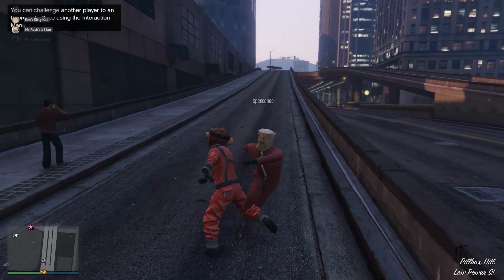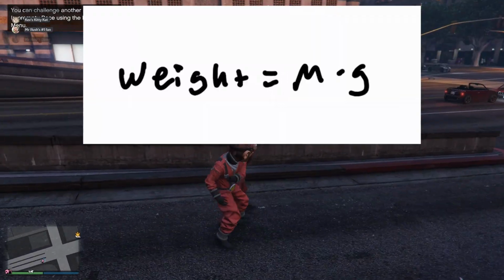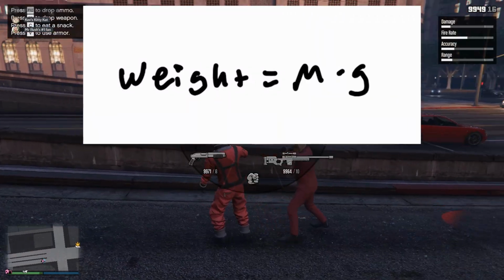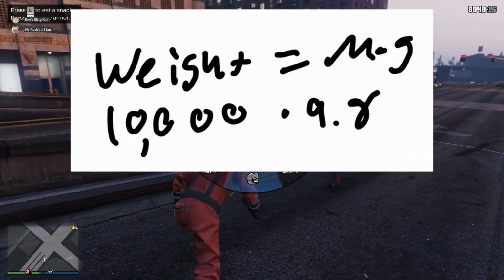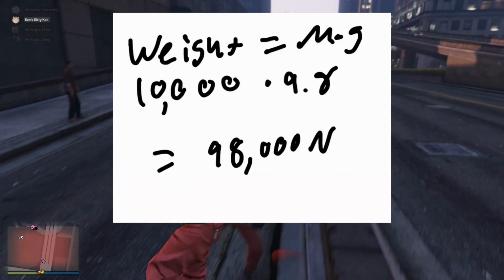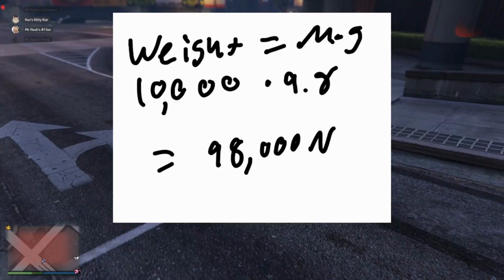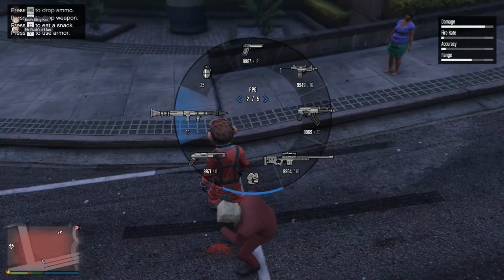Step 1. Find the weight of the plane. Weight equals mass times gravity. And with mass being 10,000 and gravity being 9.8, this gives us 98,000 newtons. This is how much upward force, or lift, the plane needs in order to fly.